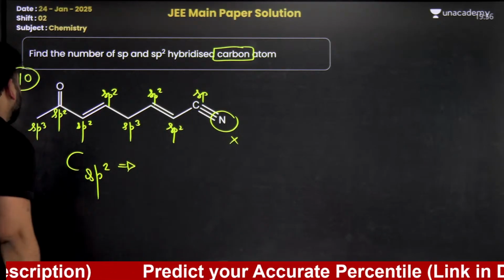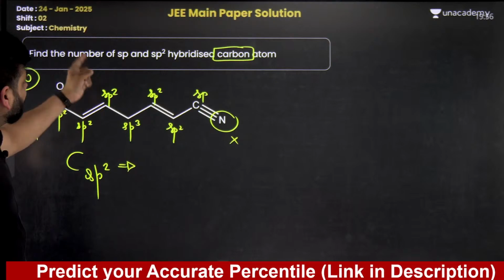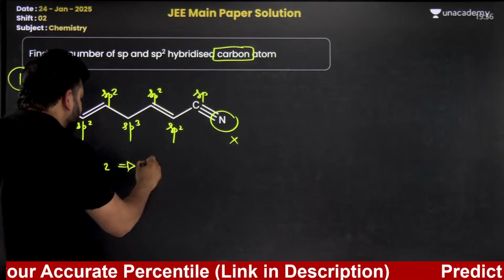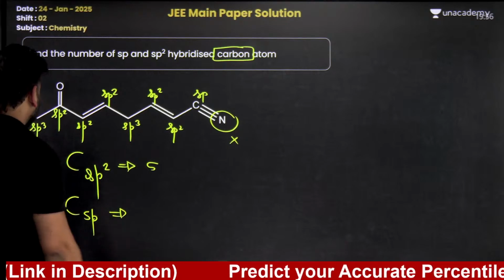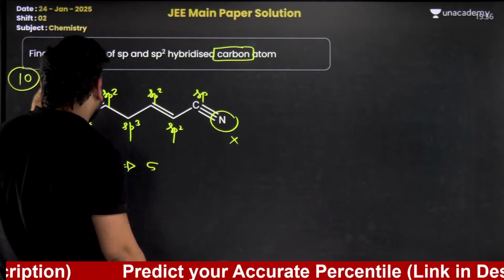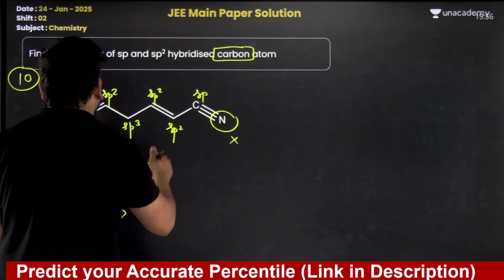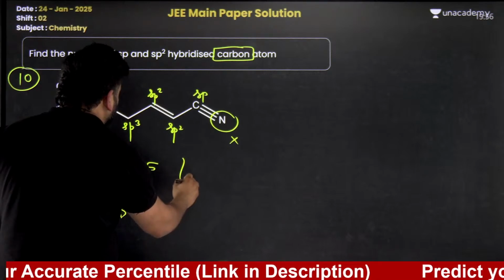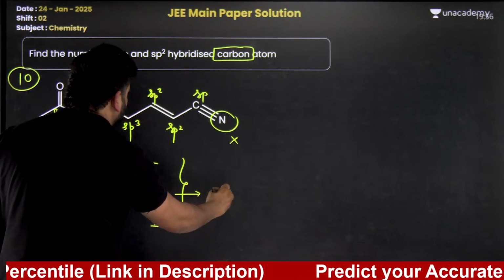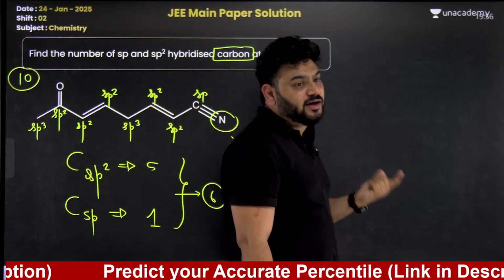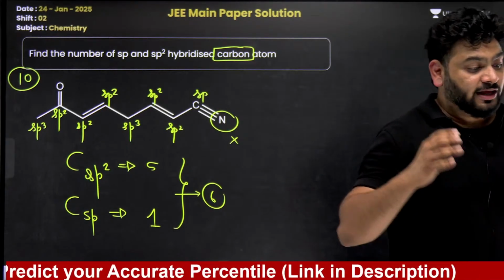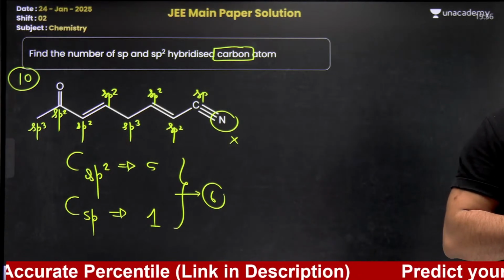How many sp2 carbons are there? 1, 2, 3, 4, 5. How many sp hybridized carbons can you see? That's just 1. So if the total count has been asked, you can give it as 6. I have no idea what the question was exactly, because this is something that a student told us but didn't give the idea what exactly this question was about.